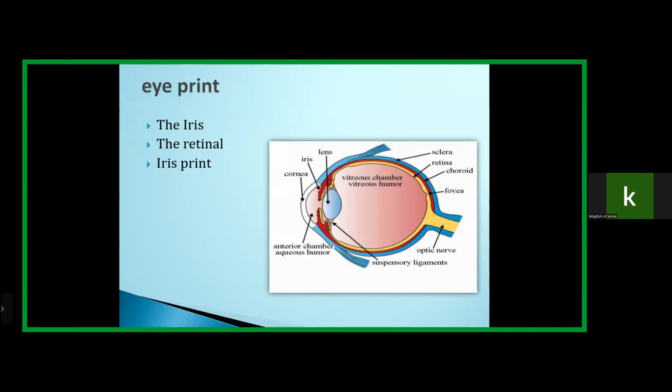And the eye print depends on photographing the colored part of a circular shape located in the center of the eye, which is the pupil, and obtaining a high resolution image of the pupil as soon as the person passes in front of the camera.